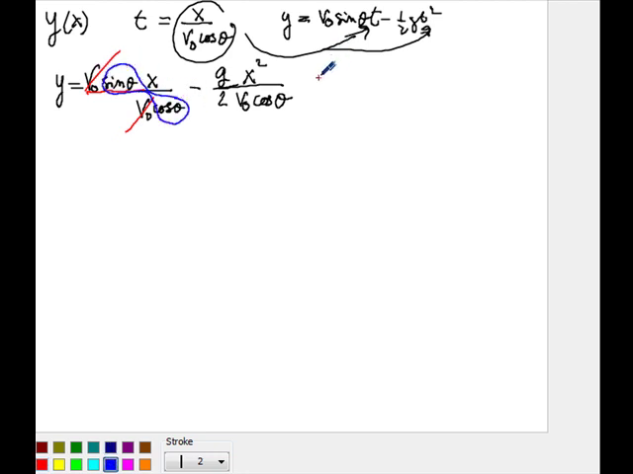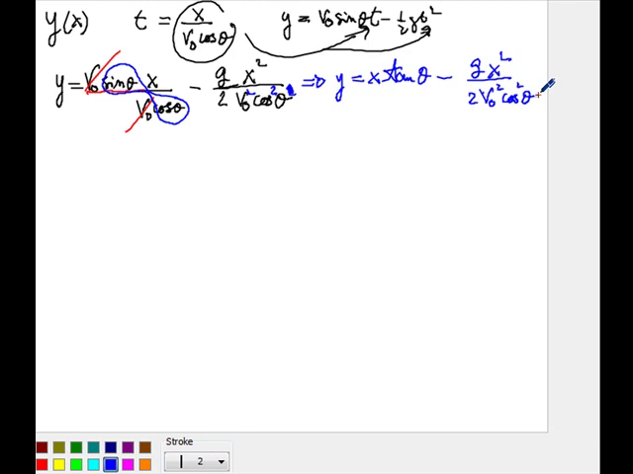So y would be equal to x tangent theta minus g over 2 x squared. I forgot my squared. I shouldn't put my 2 here, let's put it here, otherwise it might be misleading, as the 2 might be attached to the theta. So, 2 v naught squared cosine squared theta. Okay, so far so good.